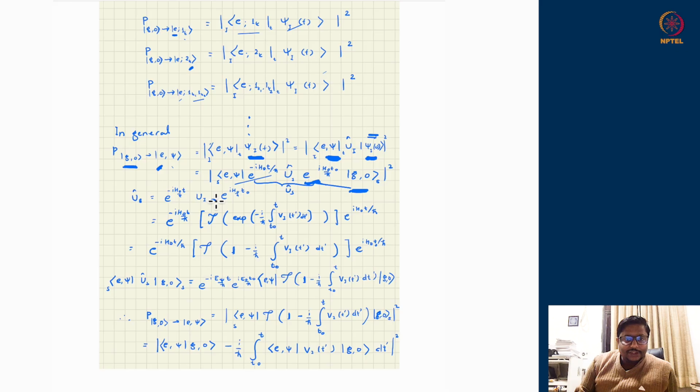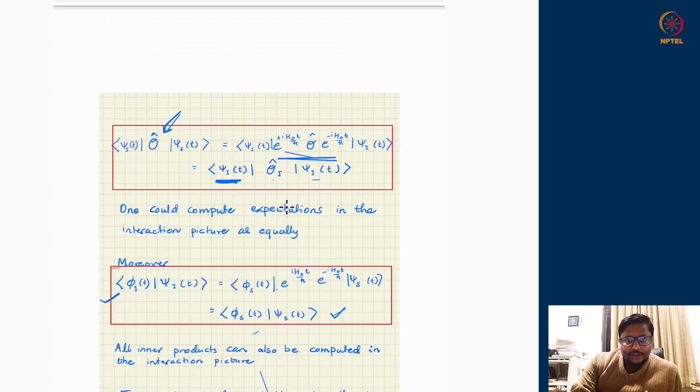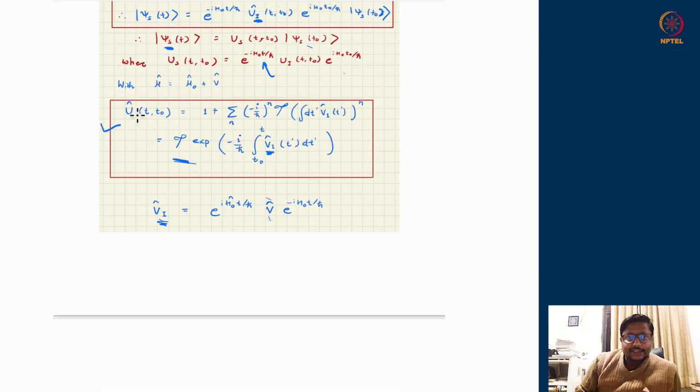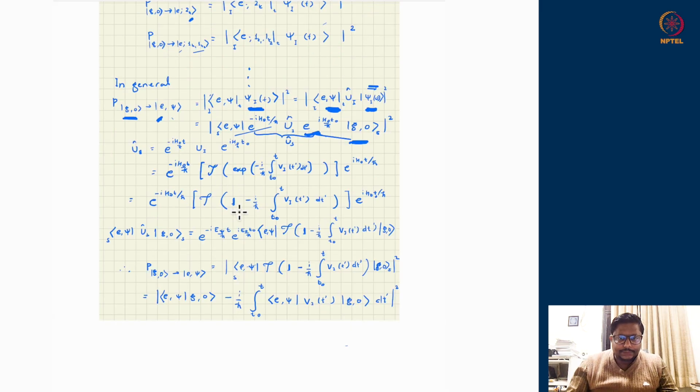Now let us use the definition of the interaction unitary. The interaction unitary, as we recall, was the time ordered exponential of VI. Let us go to the previous slide and see it with clarity once more: this was the interaction unitary, the time ordered exponential of VI, where VI is just the perturbation Hamiltonian squeezed between the unitaries of the free Hamiltonian. This VI which has appeared over here is the interaction picture potential.